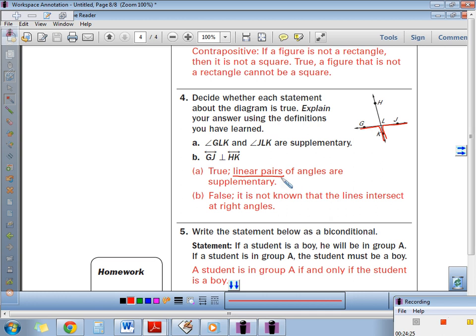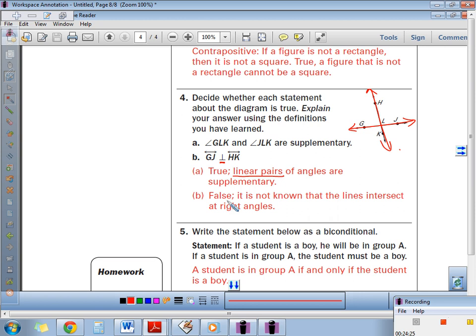The next part talks about some other pieces. It says line GJ and line HK are perpendicular. That's what that symbol means. They're perpendicular if and only if they have a right angle. Do you notice a right angle? No, that's why this one is false.